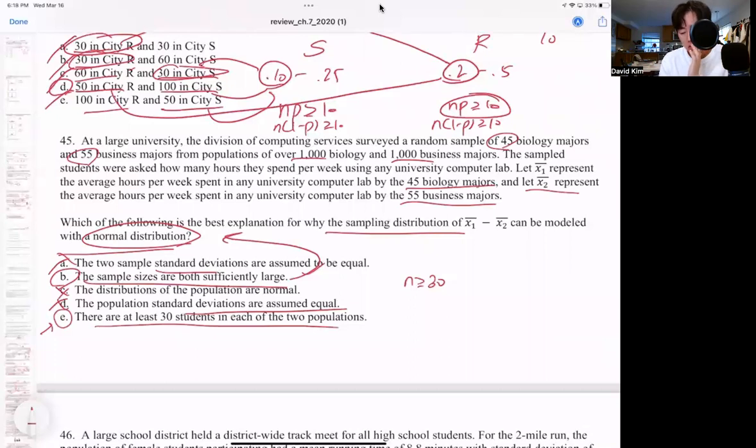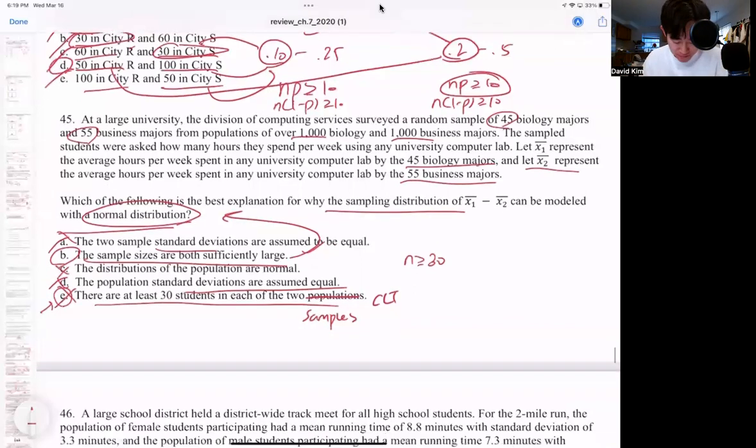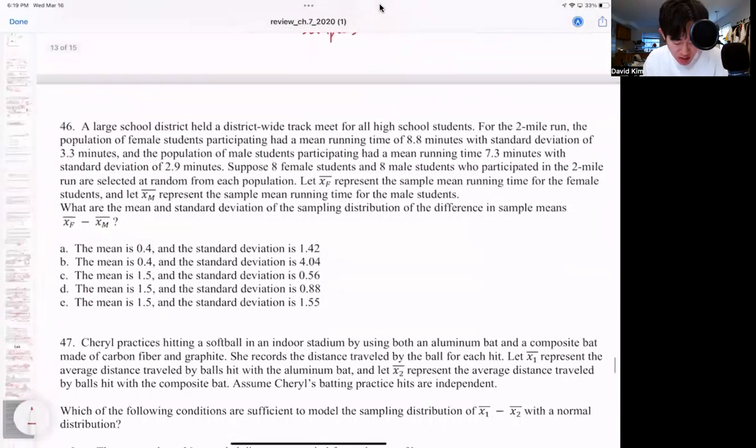So which of the following is the best explanation for why the sampling distribution can be modeled with a normal distribution? Okay, this is a little iffy because, I mean, the central limit theorem allows us to, I mean, that's literally the definition of the central limit theorem. There are at least 30 students in each of the two populations. Oh, I'm sorry. They have to say each of the two samples in order for it to make sense. Obviously, the population can be 10 gazillion for all I care. The sample size has to be at least 30, not the population. So there we go. So that's why it's going to be B. Okay. So that was the issue with E.